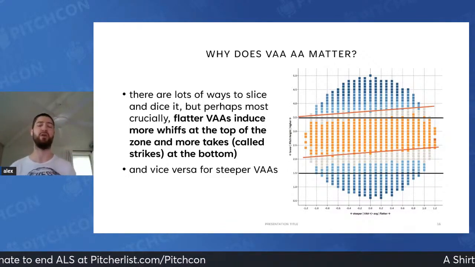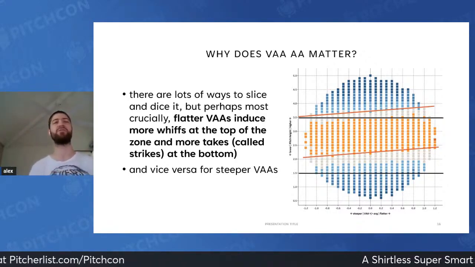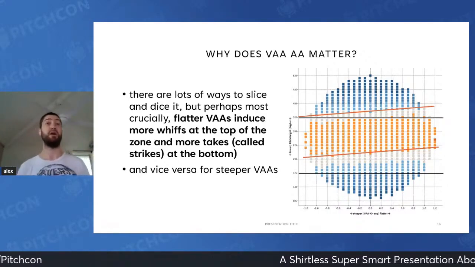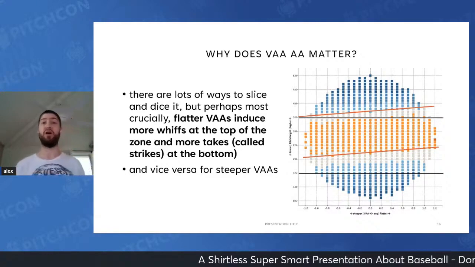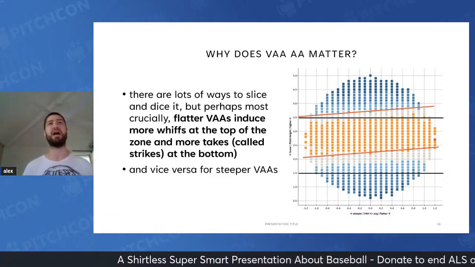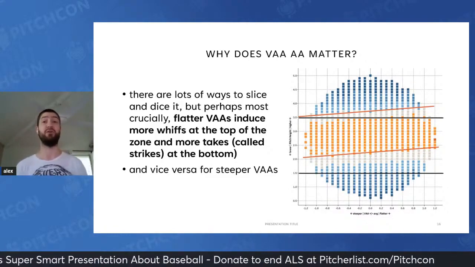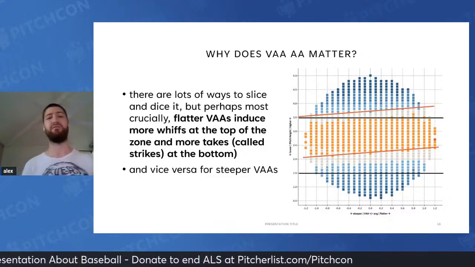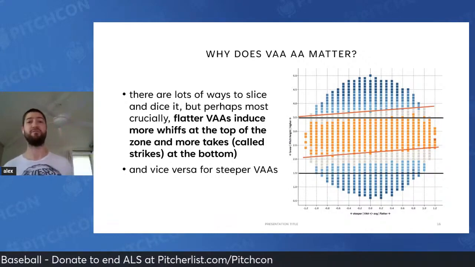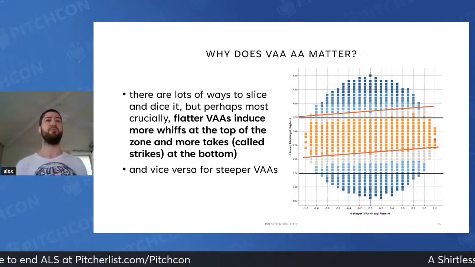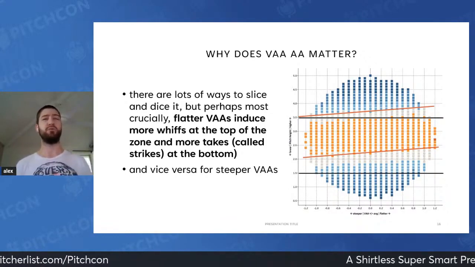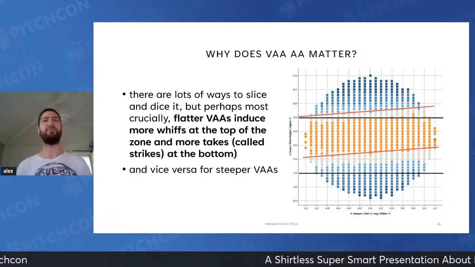takes at the top of the zone and more whiffs at the bottom of the zone. So it's not just about being above average. It's being, you know, below average, quote unquote, below average is not nominally below average. I think we're talking about distance from zero is what we're really talking about when we're talking about VAA. The farther you are away from zero, the more unusual your fastball shape is.